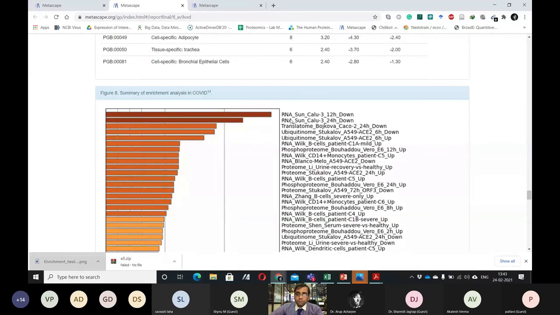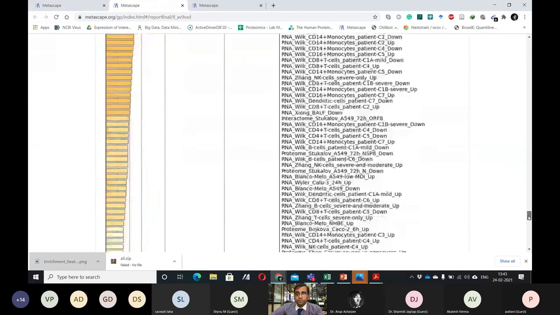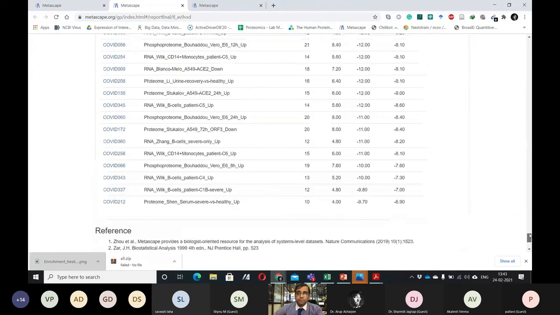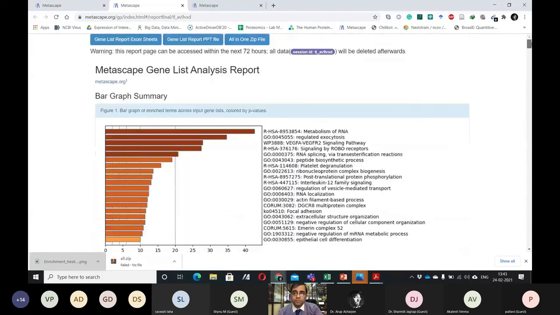So this is RNA from Sun et al. Then there is the translatome from Bochkova et al. Then this from Stukalov et al. papers. So this is more of a quality control, and you can again take this information and build on your discussion for the paper. So this is Metascape in general. If you have any questions, you can start asking right now.